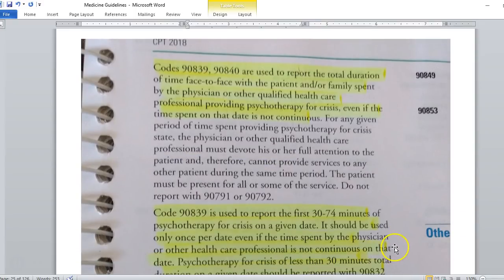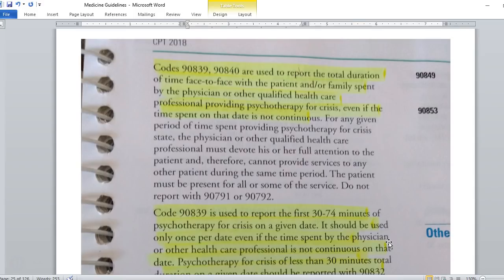So it tells us that these codes, 90839 and 90840, are used to report the total duration of time face-to-face with the patient and/or family spent by the physician or other qualified healthcare professional providing psychotherapy for crisis, even if the time spent on that date is not continuous. This is very similar to, again, our E&M. So they can meet with the patient for a half hour, leave for a little bit, come back and meet with the patient for an hour. So we would add up all of that time.